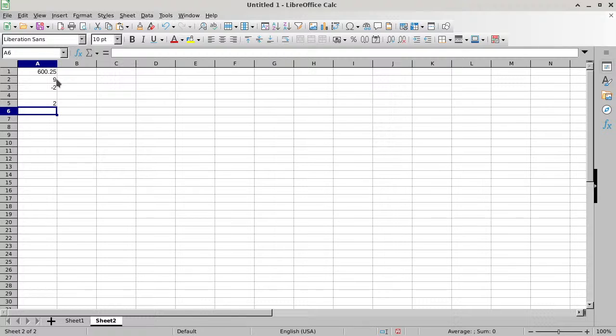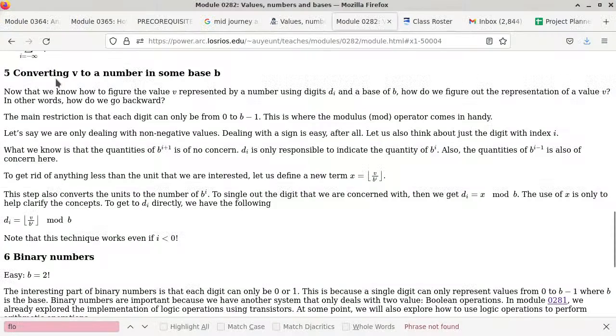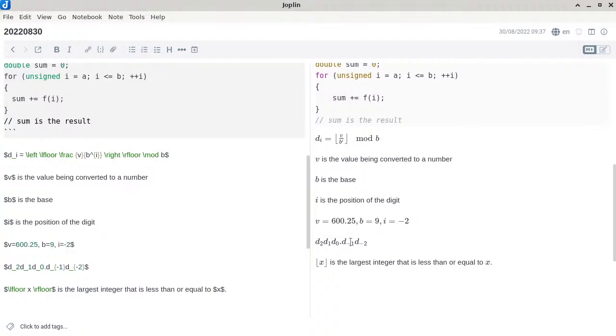What does that mean? What is this 2? How does it relate to what we are talking about? All it is saying, in this case, is if you go back to the original question, I have to go back to Joplin. So if you go back to the original question, all it is saying is this digit here in base 10 in order to represent 600.25 as a base 10 number, but we want to represent this as a base 9 number. This digit is 2. That's all it is saying.